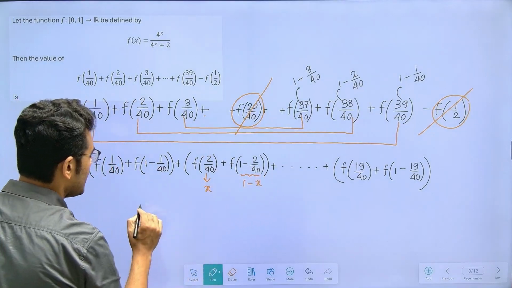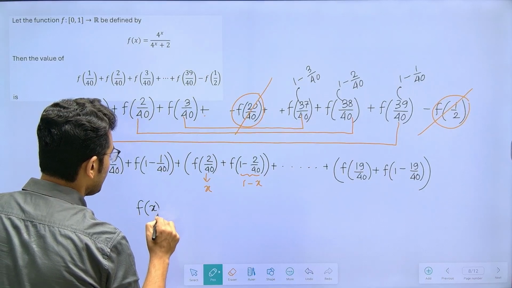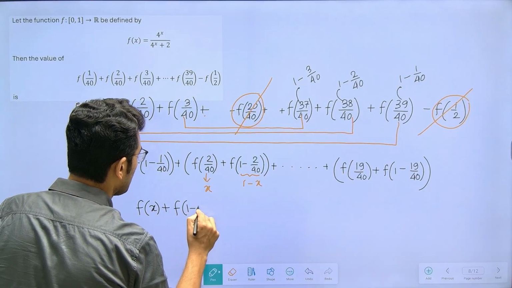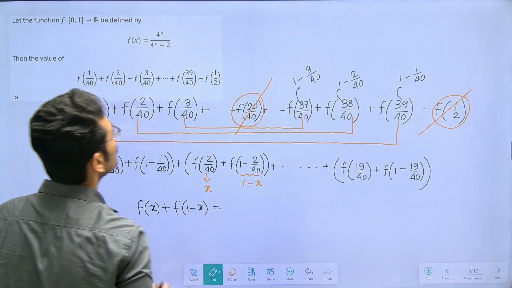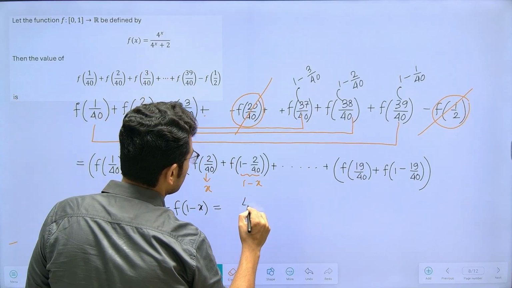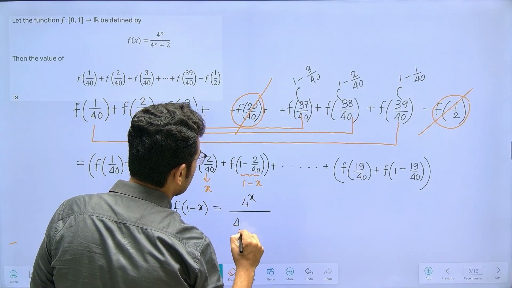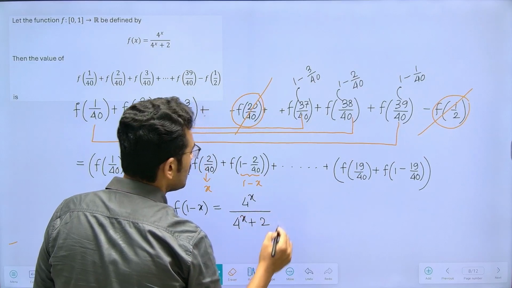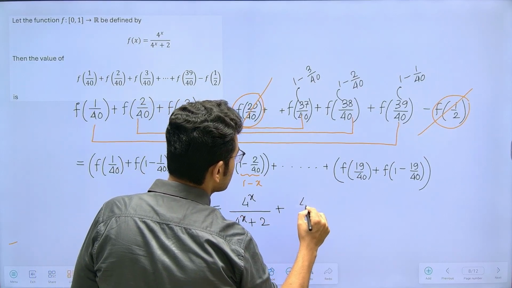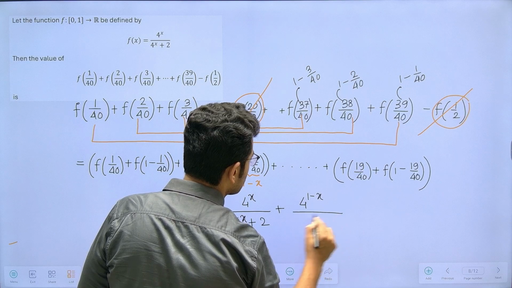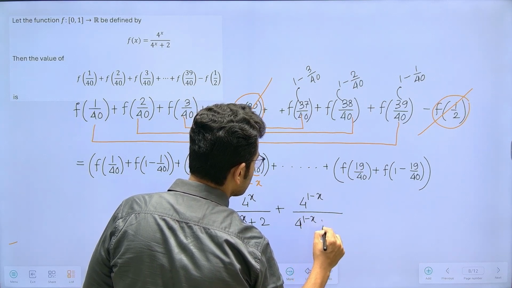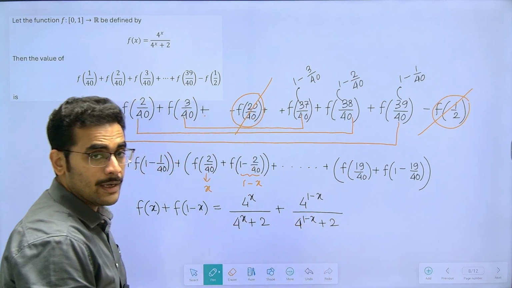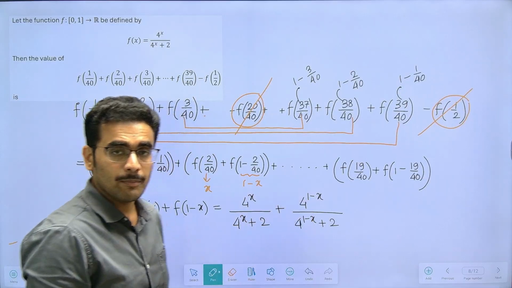Is there any relation? Let us try to see f(x) + f(1 − x). What is this value? Using the function, f(x) is 4^x / (4^x + 2), plus f(1 − x) is 4^(1−x) / (4^(1−x) + 2). Here I have replaced x by 1 − x.